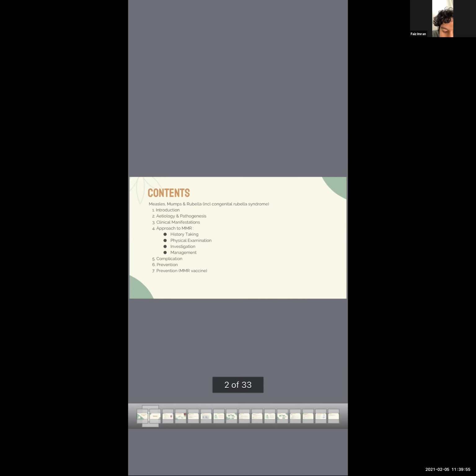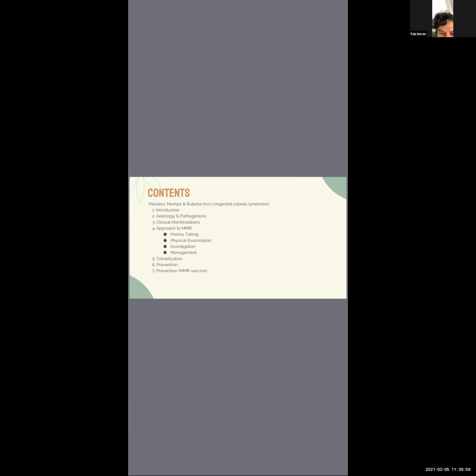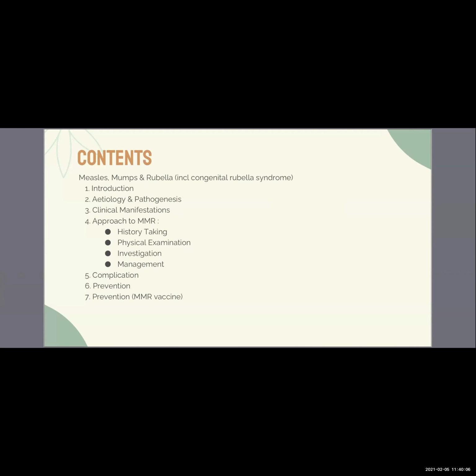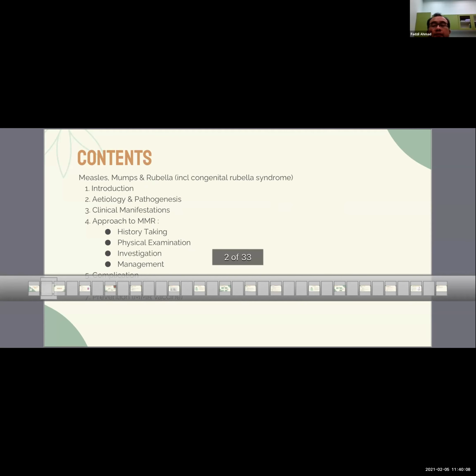Try to rotate your handphone to landscape mode. Better. Okay.